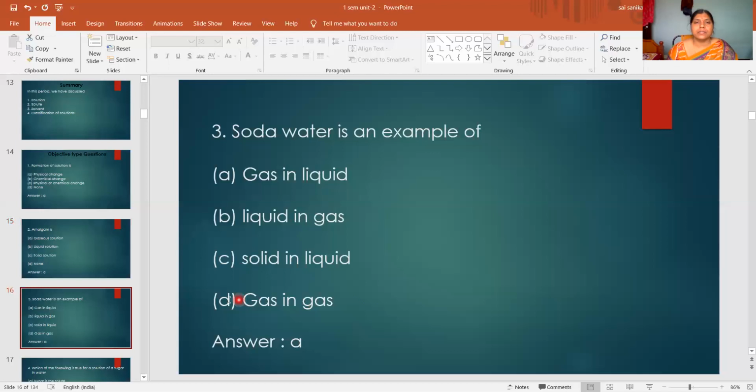The next, soda water is an example of A, gas in liquid; B, liquid in gas; C, solid in liquid; and D, gas in gas. Soda water is an example of what? Gas in liquid. Here water quantity is more and gas quantity is less, so it is a gas in liquid. So answer is A.